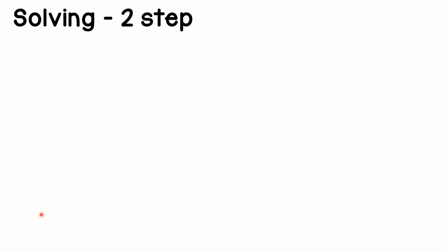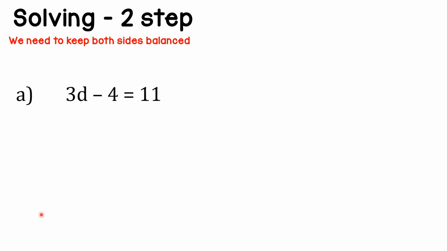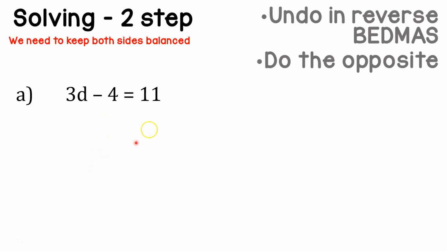Now looking at two-step solving. It's important to remember we need to keep both sides balanced. So here is an example of a question that is two-step, because it's got a times here and we've got a minus. We've got two different operations taking place. To do this, we need to undo and reverse BEDMAS, and I'll explain what that means in a second.